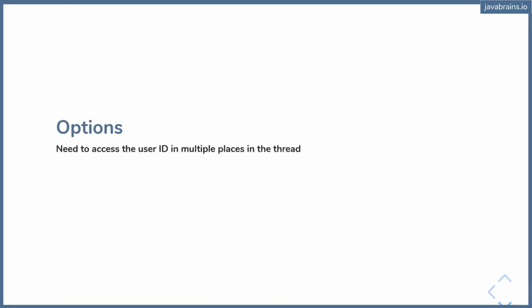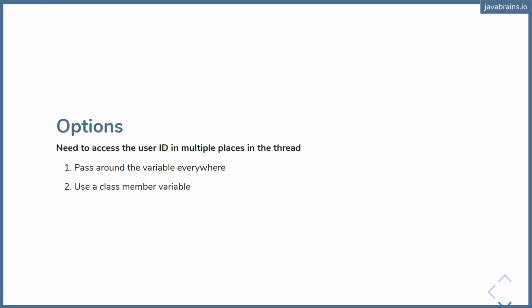So you have a bunch of options here. One is you can pass that variable around everywhere. You pass the user ID to all the methods which need to execute when that particular thread runs, which can be inconvenient. Or you can have a class member variable, where you save it, and then every thread reads from it. The first option is inconvenient, because you are adding an extra variable to the method signature everywhere. And what if it's not just one piece of data, but a bunch of different things? You need to pass all of that stuff everywhere in that thread. And the member variable option is prone to synchronization issues.